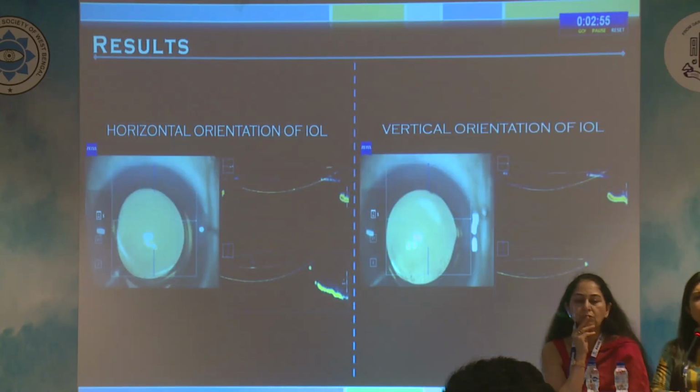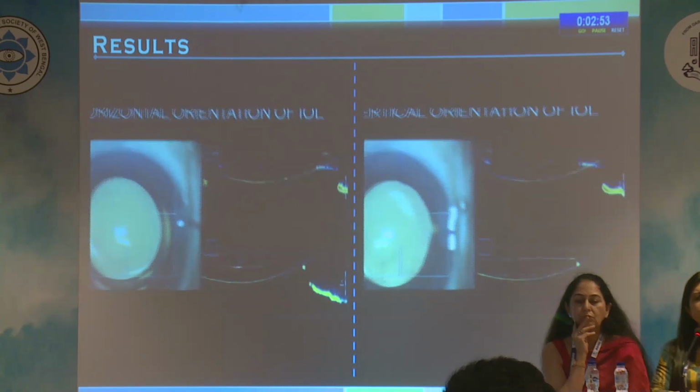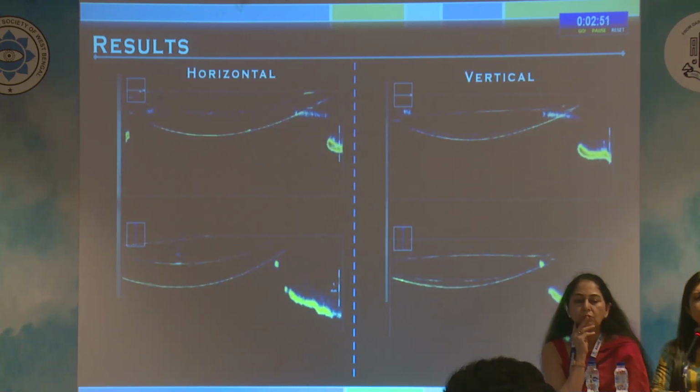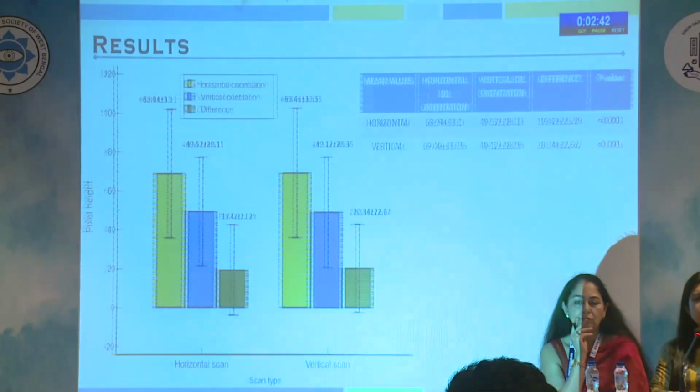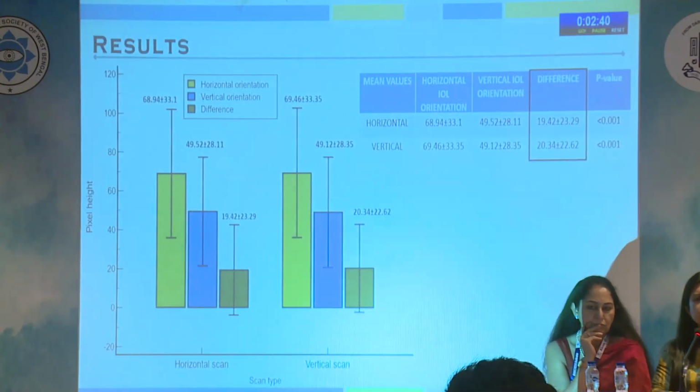If you compare these two scans, I want you to take a look at the scan. When the haptics are oriented vertically, the contact is much better as compared to a horizontal orientation of the lens. That's exactly what we found in our results, where a difference of 20 pixel density is the difference we had. That's how we analyzed these two scan images in terms of pixel density. So we had a 20 pixel density improvement with a vertical orientation as compared to a horizontal orientation.